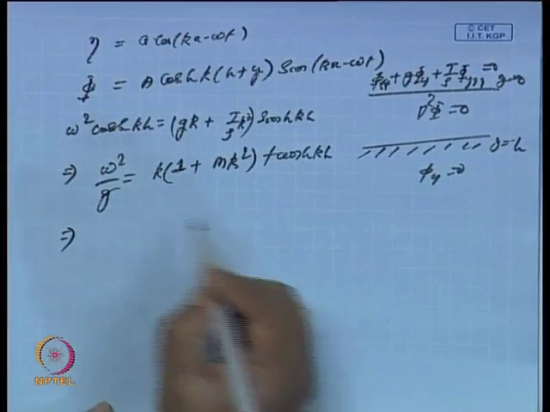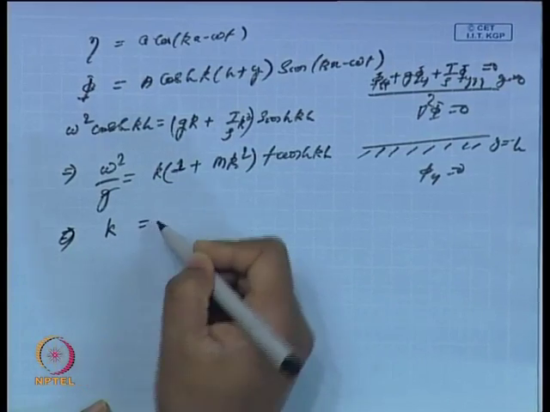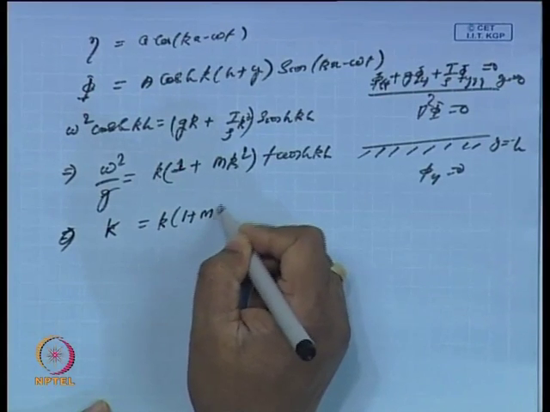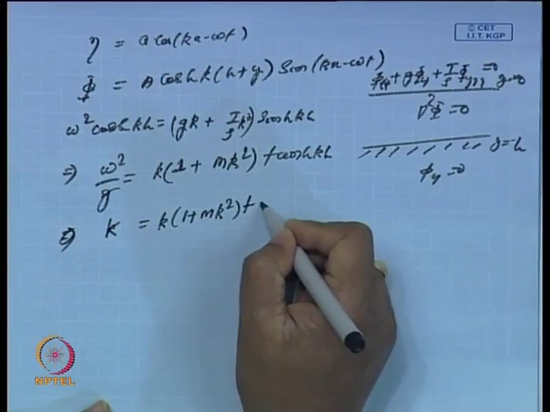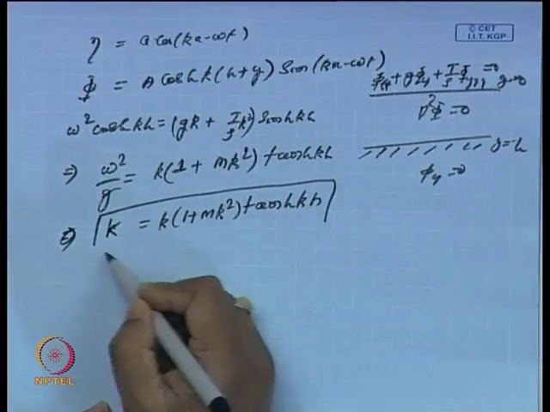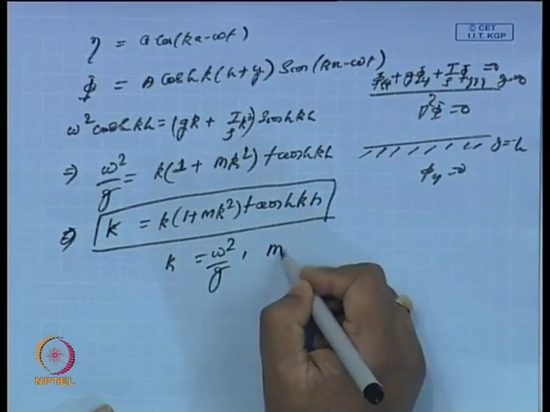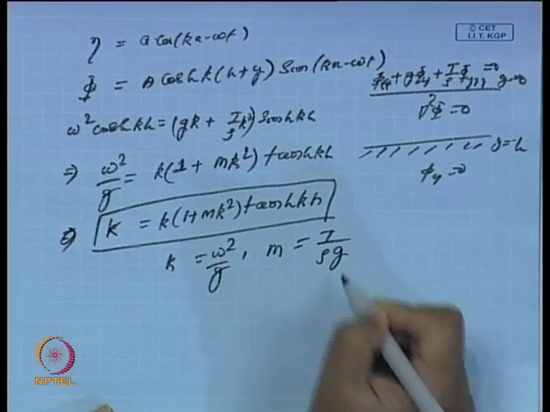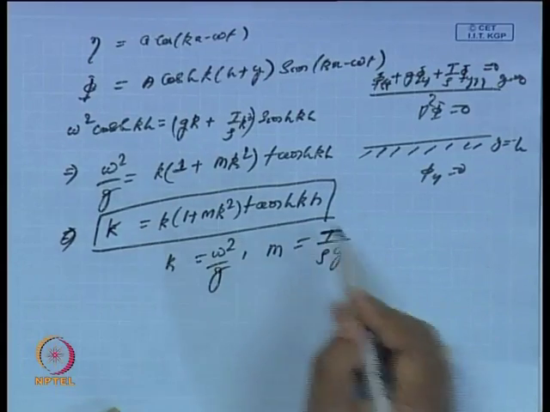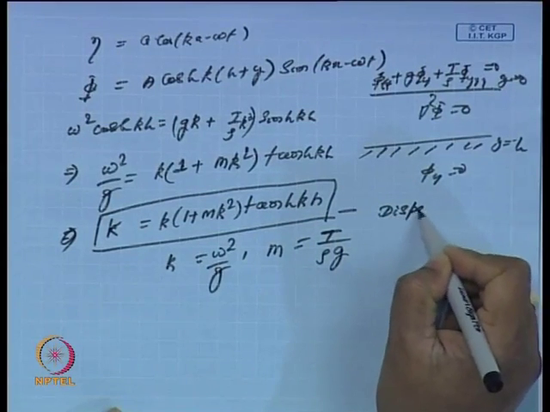If I call this capital K, it is equal to small k into 1 plus m k square, tanh kh, where capital K is omega square by g and m is T by rho g. So, if you use this symbol, then K is this, and this equation is the dispersion relation for the capillary gravity wave.